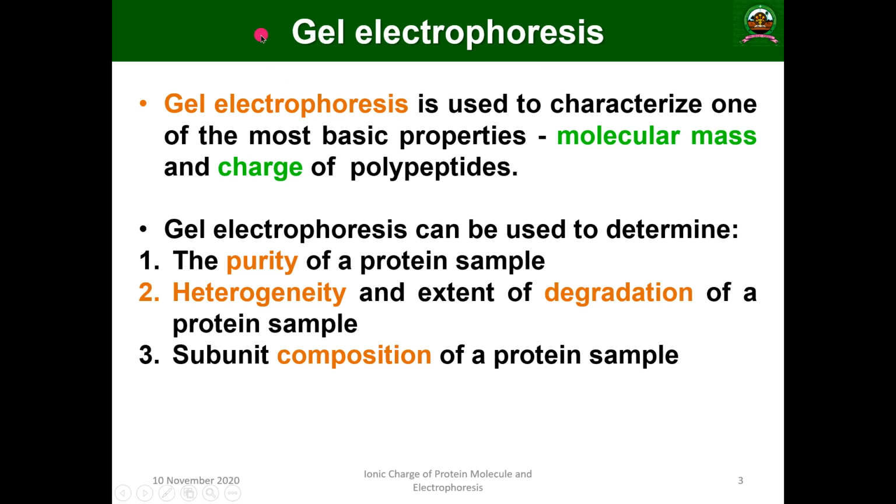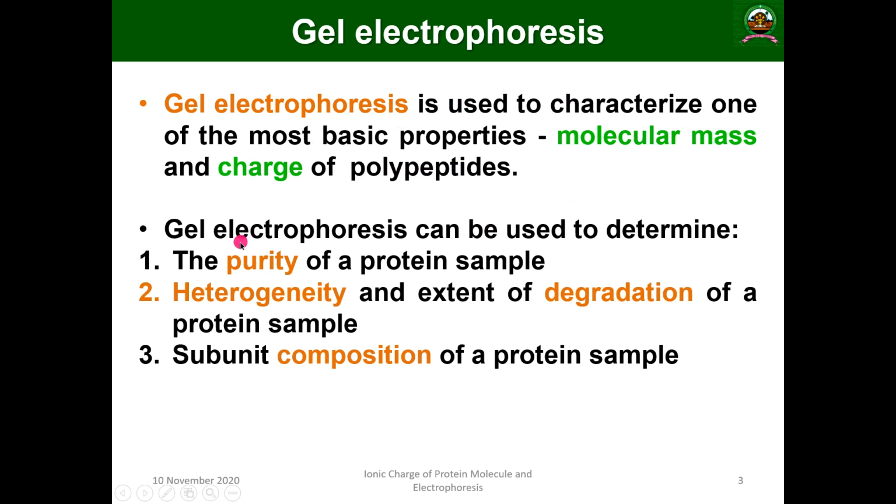Another important technique in this unit that we are supposed to study is gel electrophoresis. As the name indicates, here we use a matrix with certain gels, or polymers. Electrophoresis is the process of separation of charged molecules in an electrically charged matrix in the presence of a cathode and anode. Electrophoresis is generally used to characterize one of the most basic properties, molecular mass and the charge of the polypeptide and the amino acids.